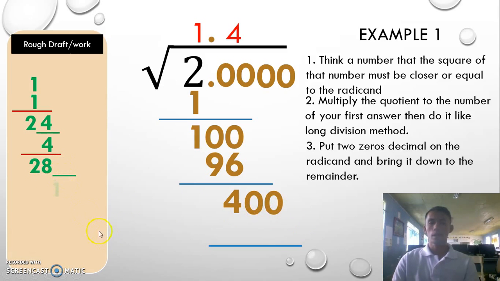So you try 1. You put 1 here, and you put 1 in your quotient as well. Then you have 281 times this number 1, so that is 281. Then put your answer here. Okay, so you now have your answer, 1.41.